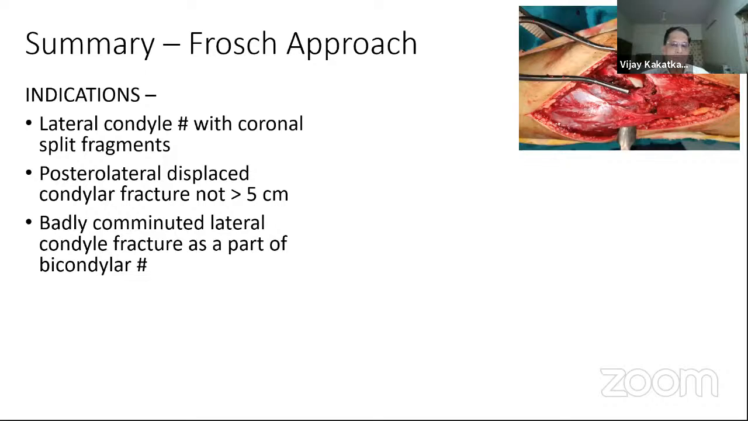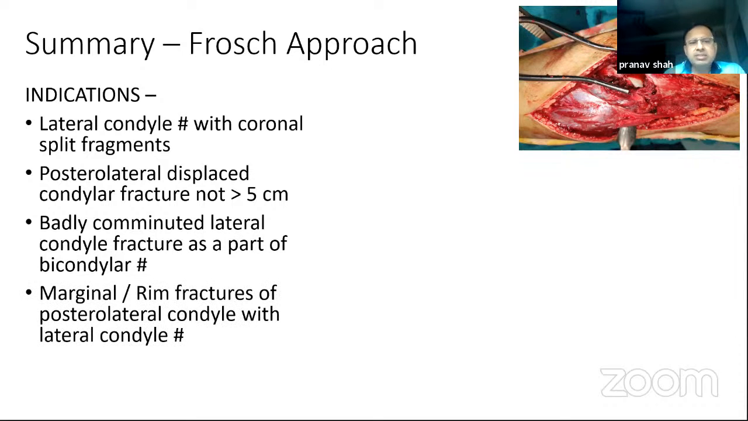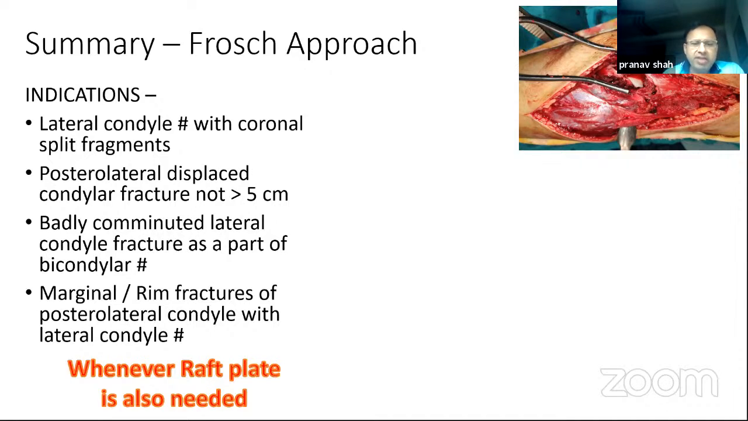For a badly comminuted lateral condyle fracture as a part of a bicondylar fracture, you can use this approach to fix the entire lateral condyle, and also for marginal or rim fractures of the posterolateral condyle, if you want to address them along with the anterior part. So in short, whenever you feel that the lateral condyle requires a raft plate but some posterolateral work, then you can use this Frosch approach.